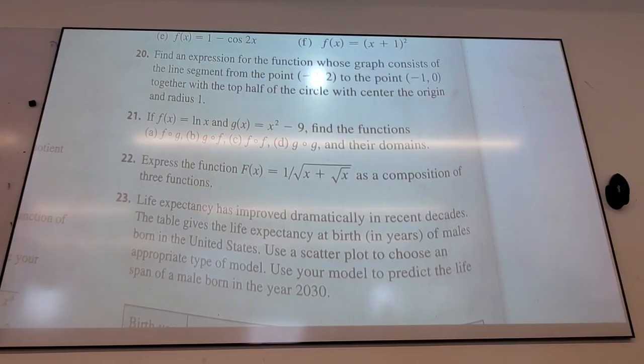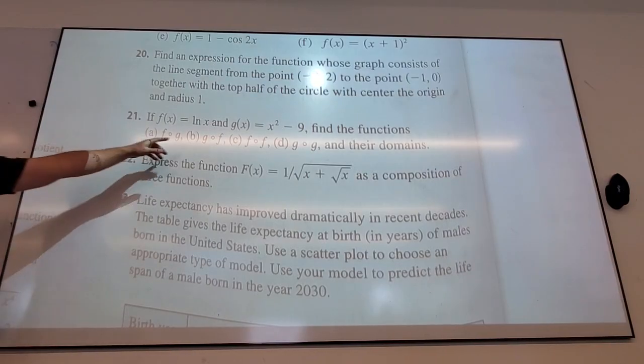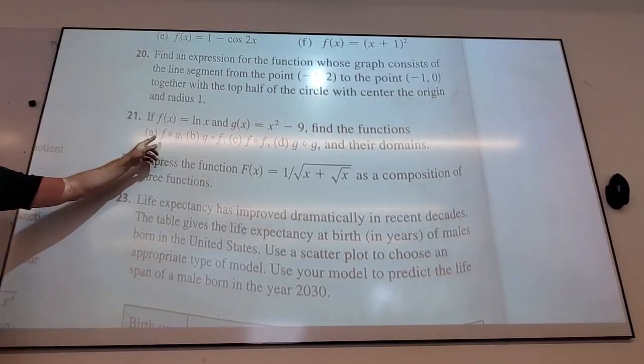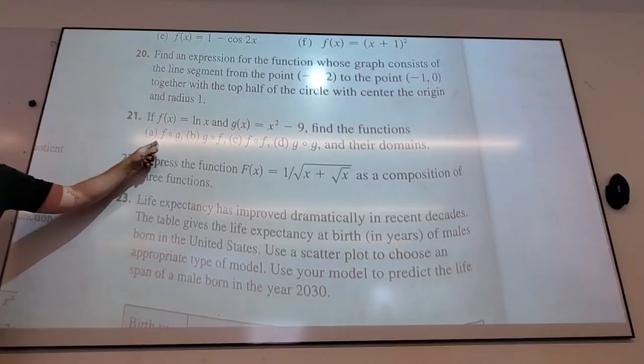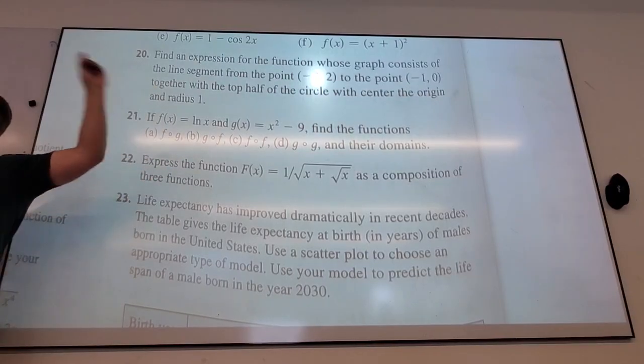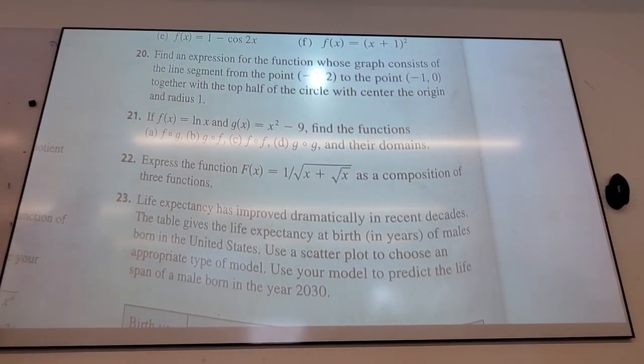Real quick, do you know what these symbols mean? What's that little symbol, the little O? f of g. So you can just immediately rewrite that as f of g of x, so that g is inside of f.